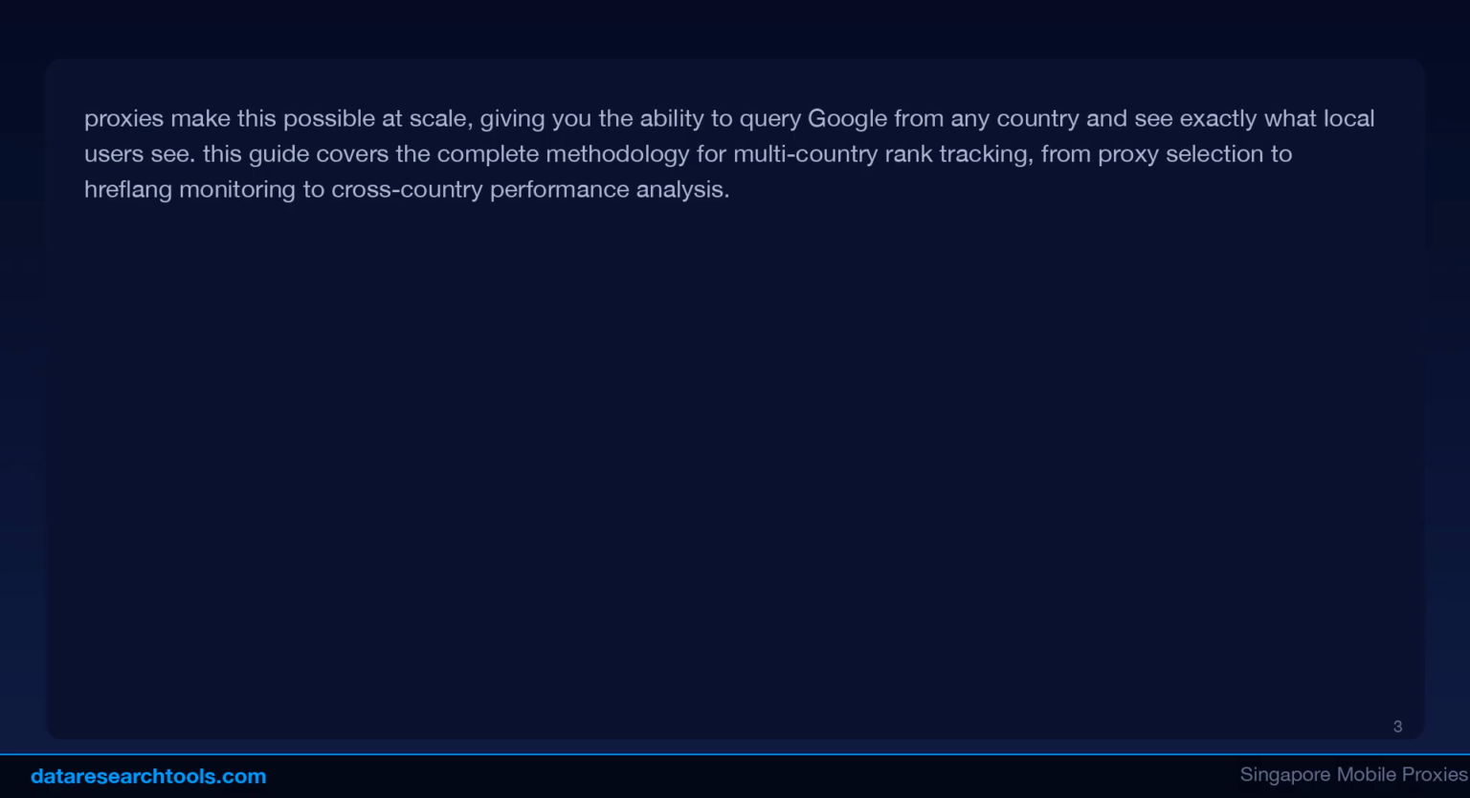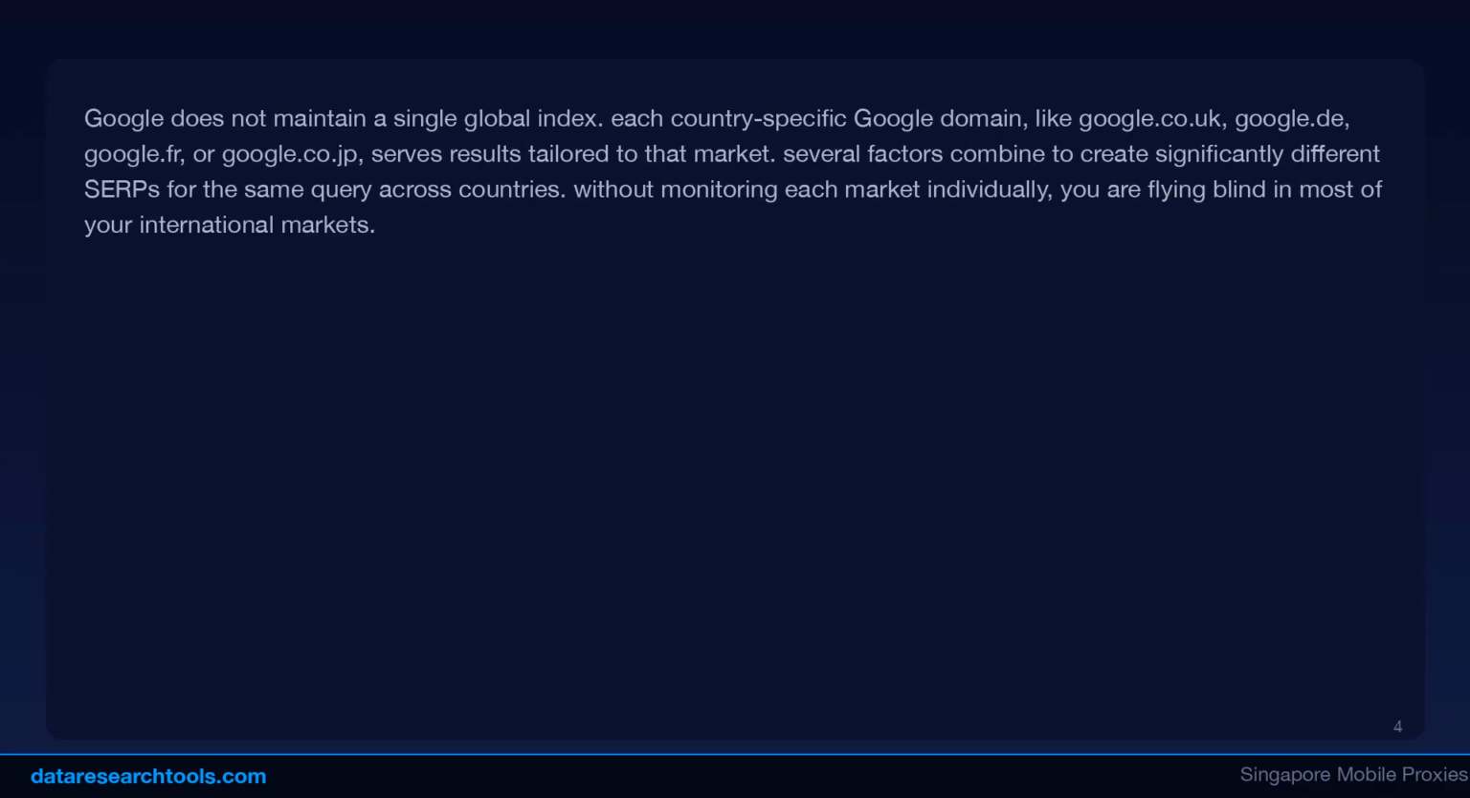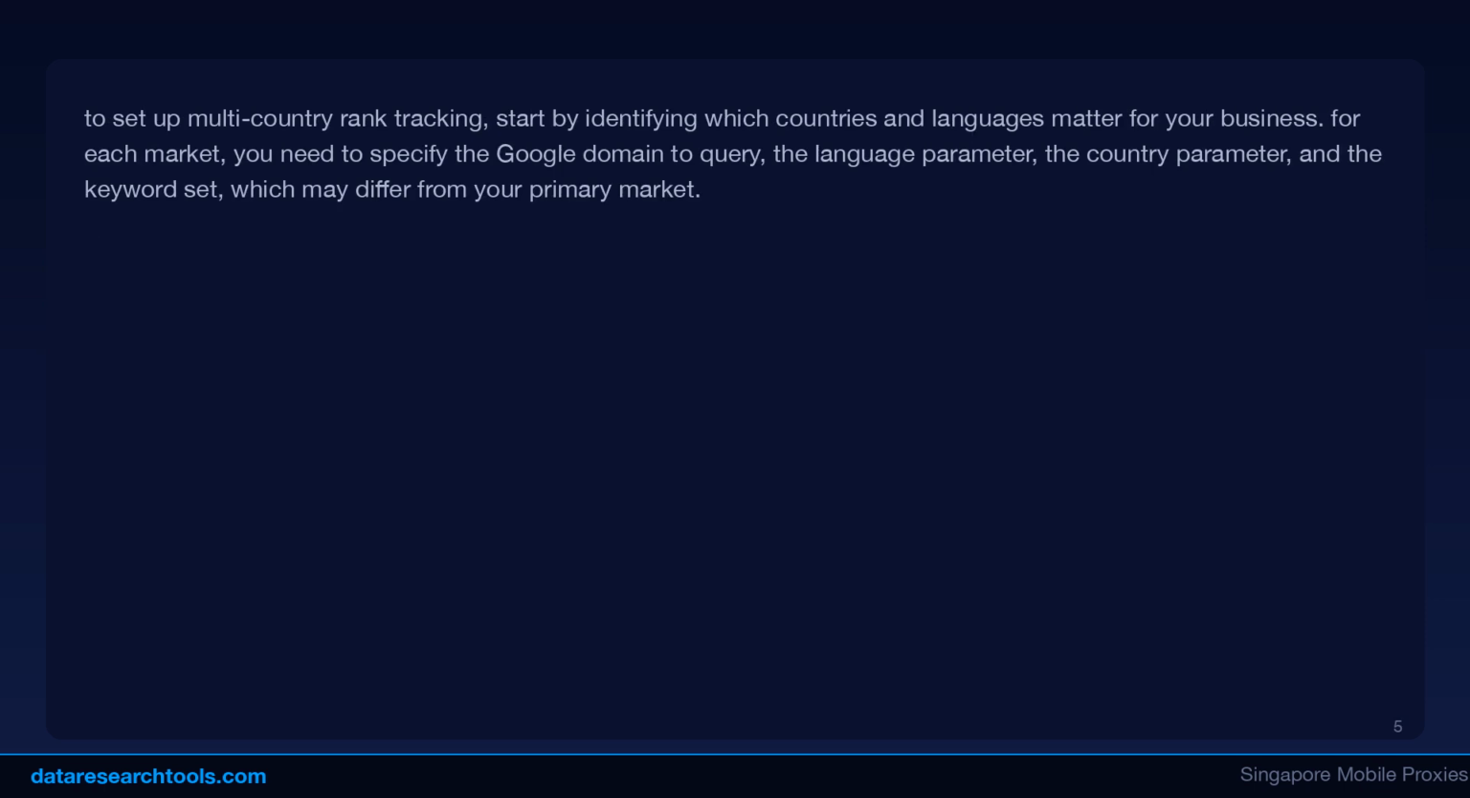Each country-specific Google domain, like google.co.uk, google.de, google.fr, or google.co.jp, serves results tailored to that market. Several factors combine to create significantly different SERPs for the same query across countries. Without monitoring each market individually, you are flying blind in most of your international markets. To set up multi-country rank tracking, start by identifying which countries and languages matter for your business. For each market, you need to specify the Google domain to query, the language parameter, the country parameter, and the keyword set, which may differ from your primary market.